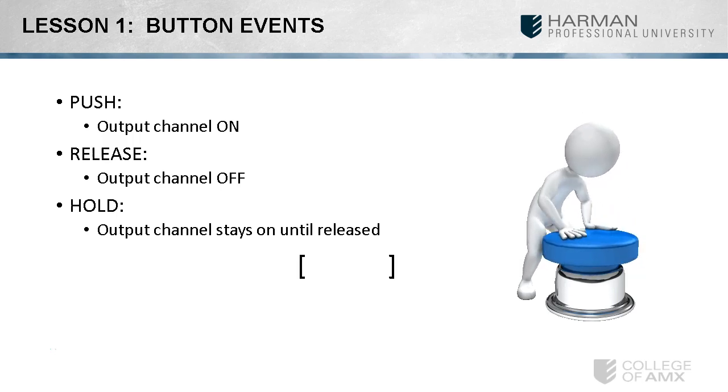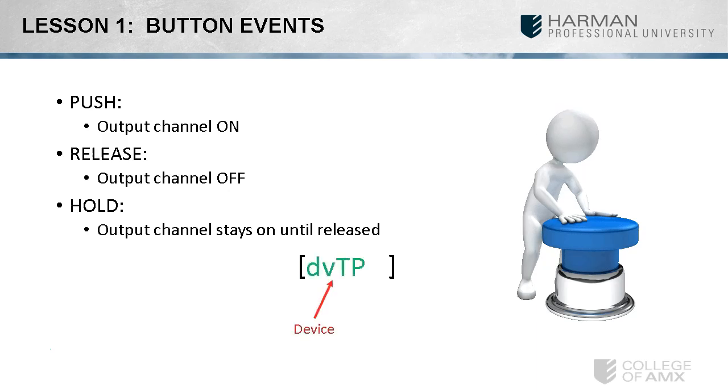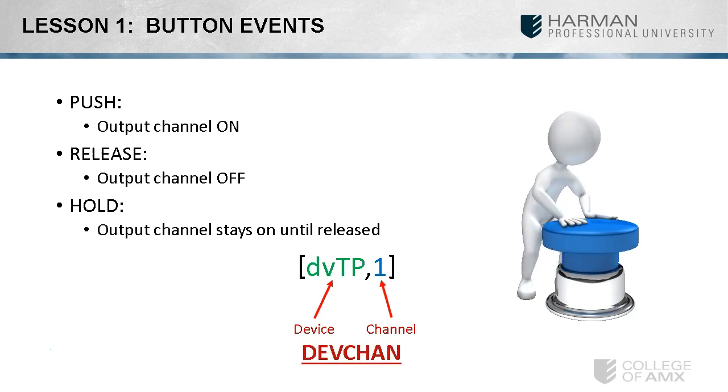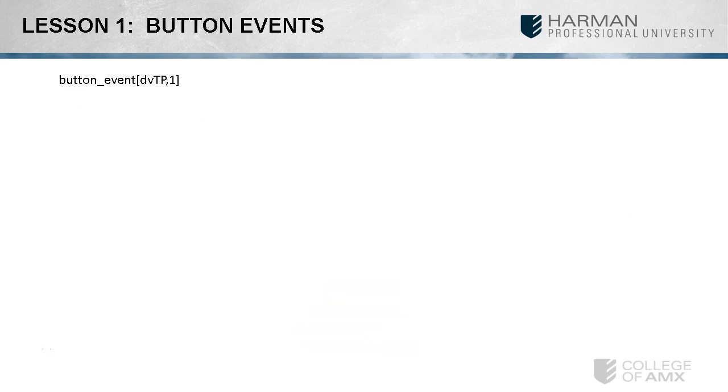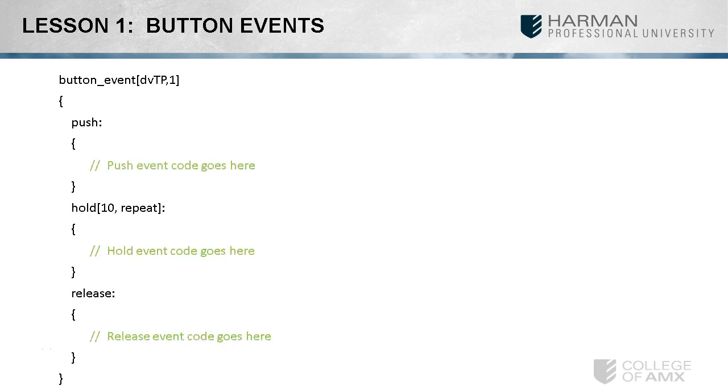Consider a touch panel example. We need the DPS of the touch panel and the channel number associated with the button. We commonly call this the device channel pair, or DevChan. Here's an example code snippet showing the layout of a typical button event, which includes event handlers for push, hold, and release.